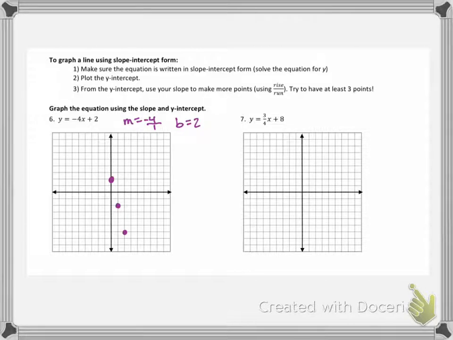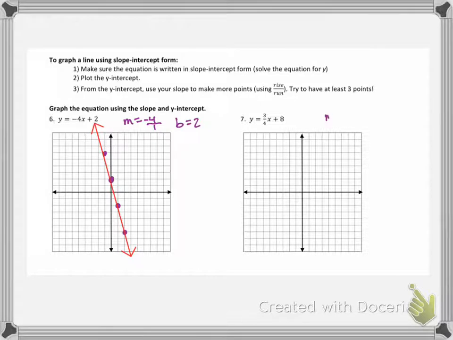If I wasn't able to go down and right, which I would say is the normal way, you can go up and left. That'll also show a negative slope. So I can go up 4 and to the left 1. Notice how it still makes a straight line. So I have all these different points. I can easily connect them here with a nice straight line. And there I have my graph.